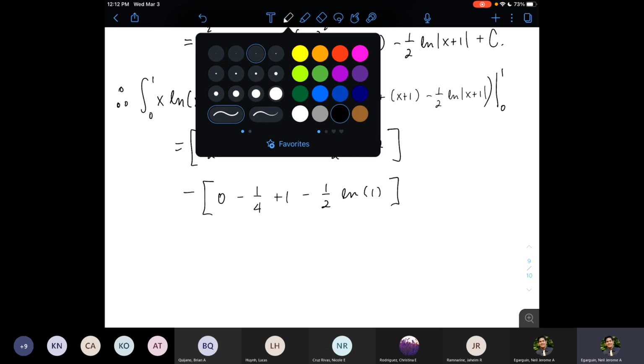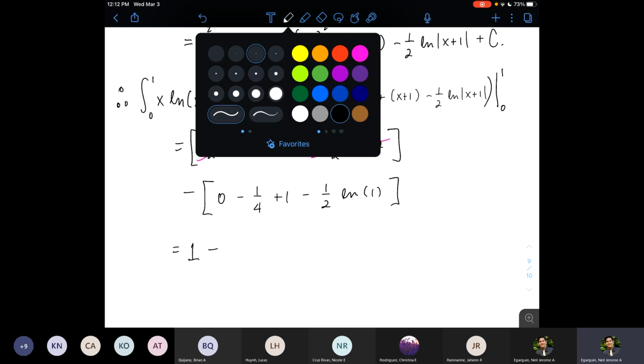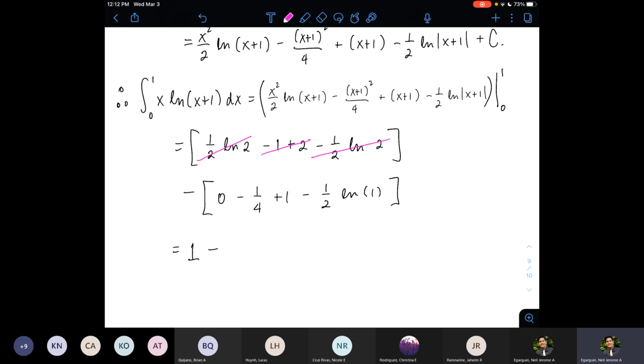Okay, and let's carry out the simple arithmetic here. 1/2 ln 2 minus 1/2 ln 2, they will cancel each other. And then this would be just minus 1 plus 2, so this would be positive 1. Minus what happens on the second group. Ln of 1 is 0, so this thing goes to 0. And then this is 0, so we'll just have minus 1/4 plus 1. That's positive 3/4. So we have 1 minus 3/4, so this would be 1/4. So that's going to be the final answer.